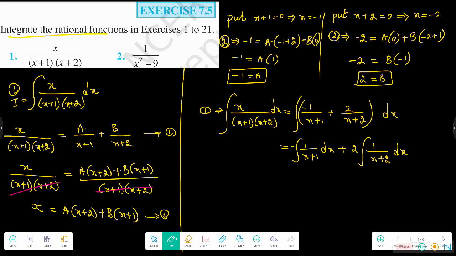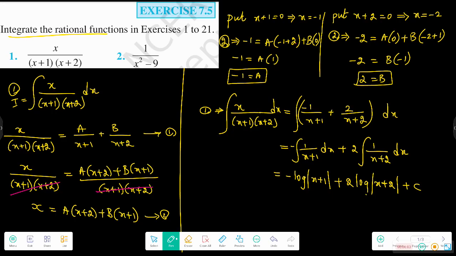Have you noticed it? When you differentiate the denominator, what is happening? I'm getting the numerator. See, x, yes, log of denominator. Here also, when I differentiate x, I'm getting the numerator. The derivative of x is 1, and of 2 is 0. So when I differentiate the denominator, I'm getting the numerator. So I can say this is log of the denominator, which means x plus 1, plus 2 into log of x plus 2, plus c. This is our answer.